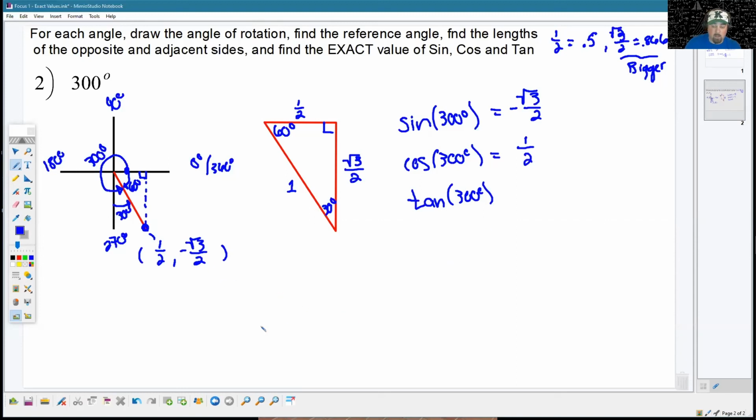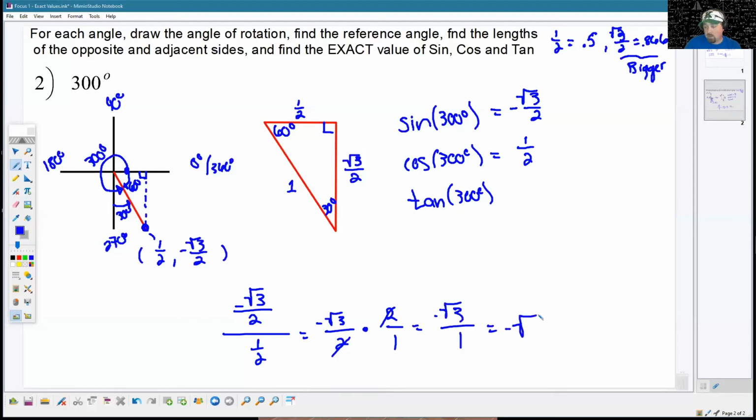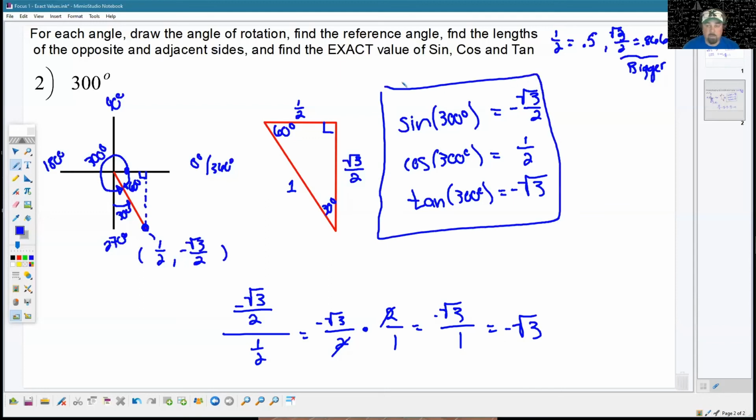Now remember, we need to divide these things for tangent. So we're going to do this down here on the bottom and see what happens. Negative root 3 over 2 divided by 1/2. So this one we actually need to keep it, change it, flip it. We change that to multiplication, that's 2 over 1. That cancels. So we get negative root 3 over 1, which is just negative root 3. So tangent is just negative square root 3. That's all there is to it. That's what we're looking for. See you soon.